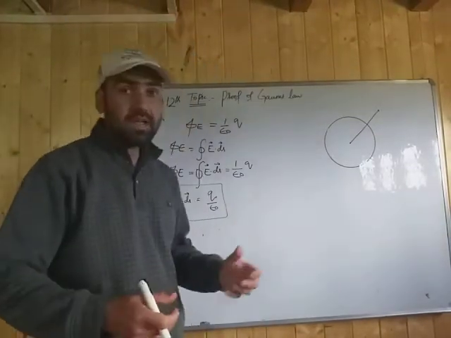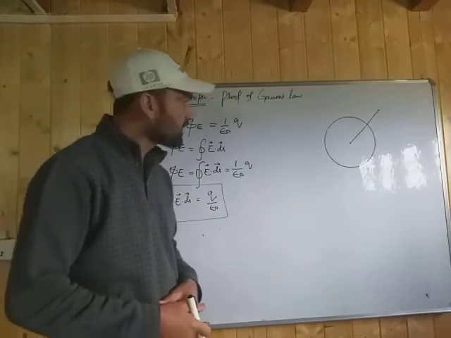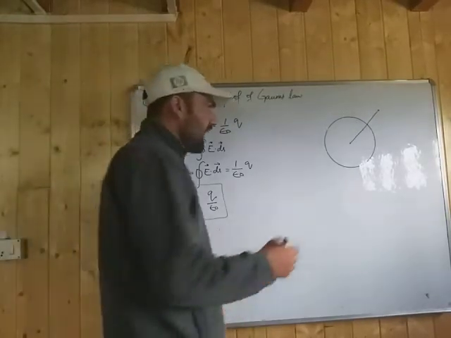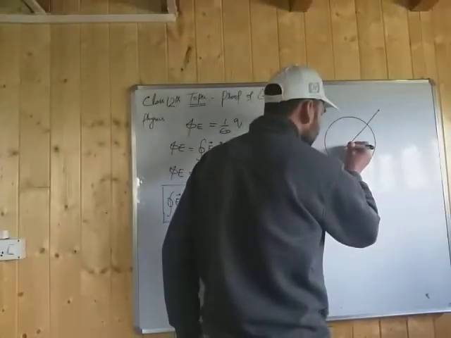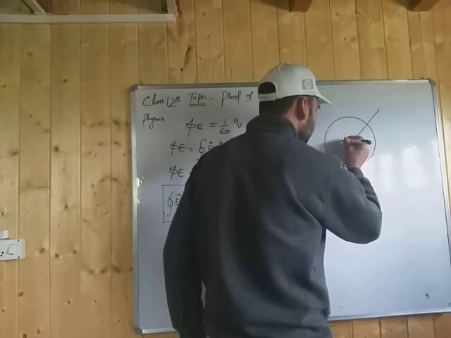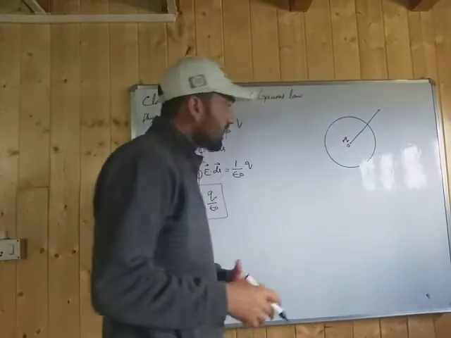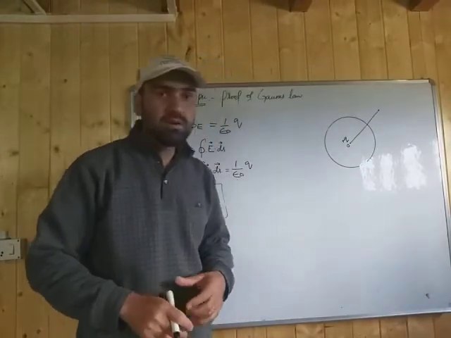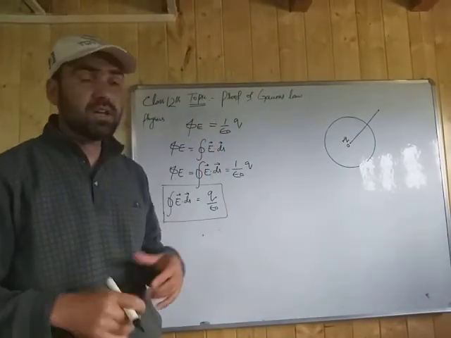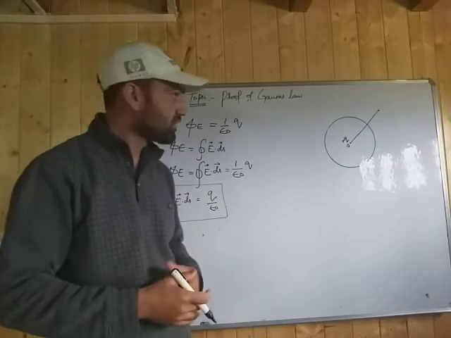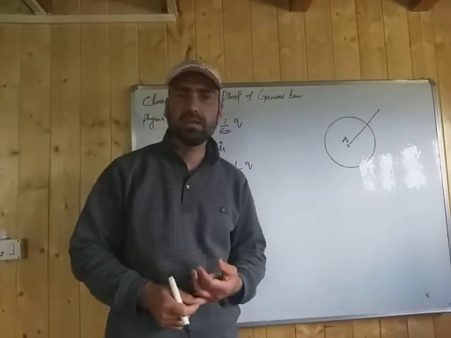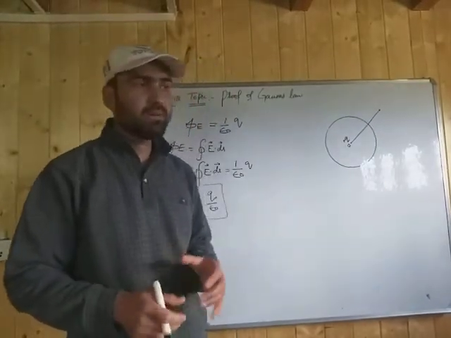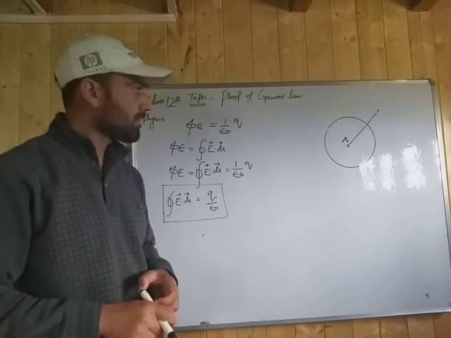Now, in order to derive Gauss's law, we consider a point charge. The point charge plus Q is located at point O. Now we'll draw a closed surface. For Gauss's law it is necessary that it should be a closed surface. It can be any surface, a cylindrical surface or a cubical surface, but the most convenient surface is a sphere.